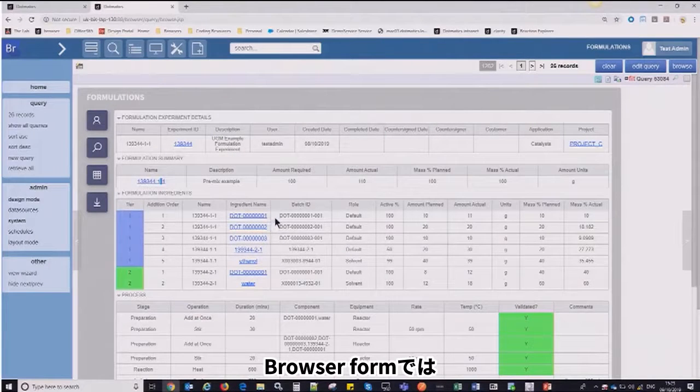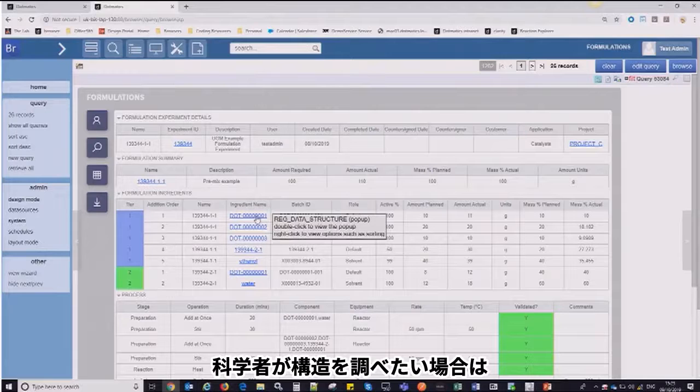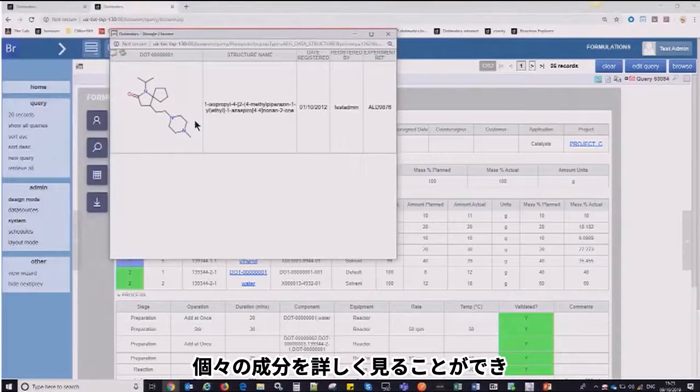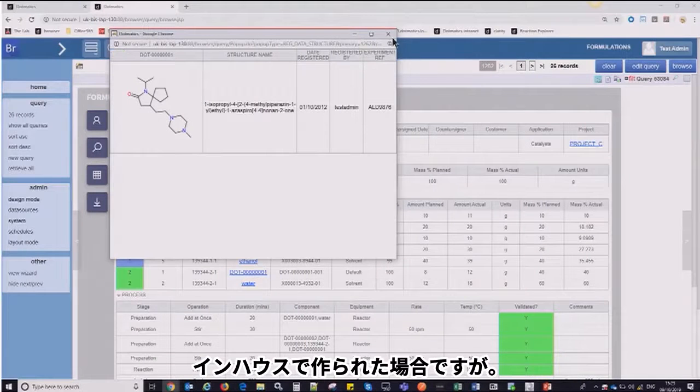Other features that we've included in this browser form are the integration with our registry or reagents project. So if you are interested in structures as a formulation scientist, you can also delve into the individual ingredients, see where they came from, when they were registered, etc., if they were created in-house, for example.